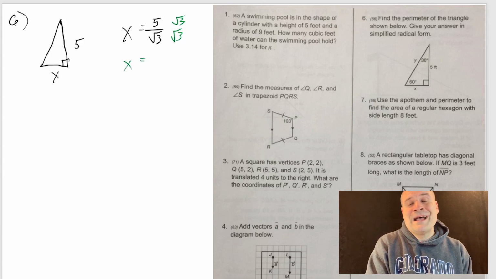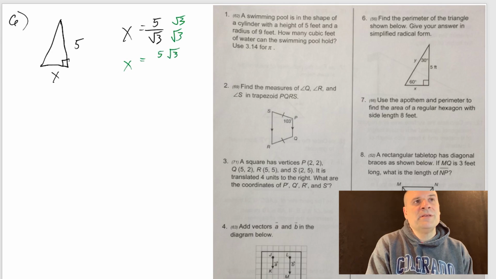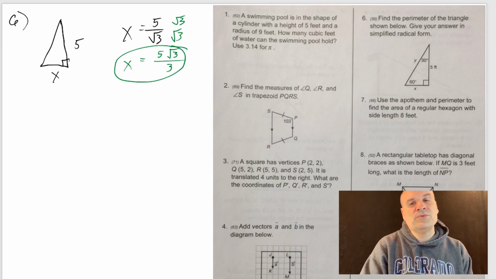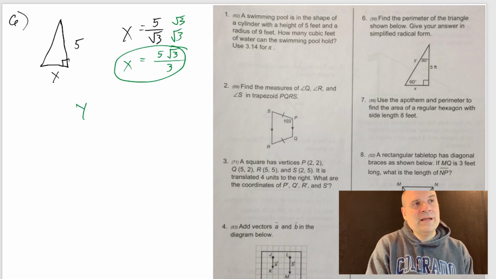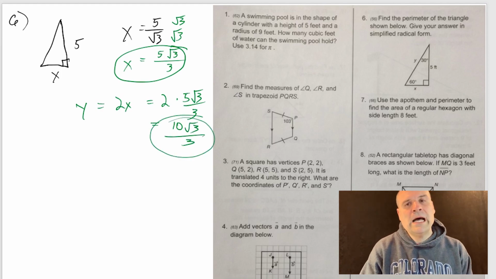Okay, so to rationalize that denominator, we have to multiply by radical 3. Whatever you do to the bottom, do to the top. So you get 5 times radical 3 on top, and then radical 3 times itself is just 3. So x equals 5 radical 3 over 3. All right, and then y is always going to be twice the short leg. y equals 2x here. So 2 times x, where x equals 5 radical 3 over 3. So then it's just going to be 10 radical 3 over 3 for y.